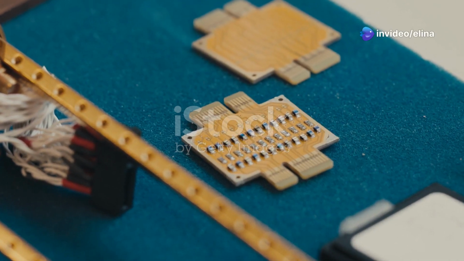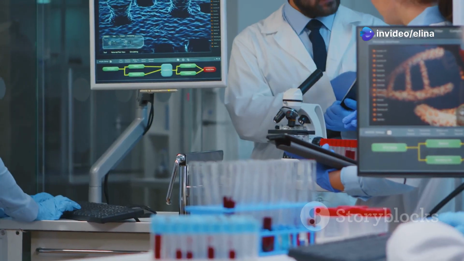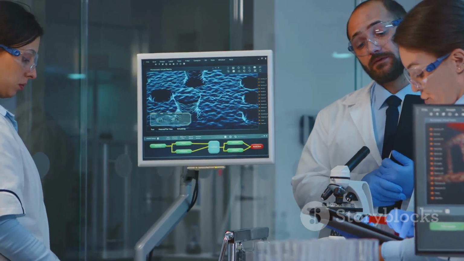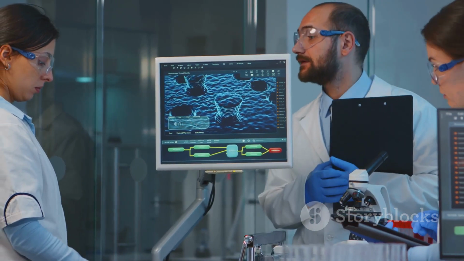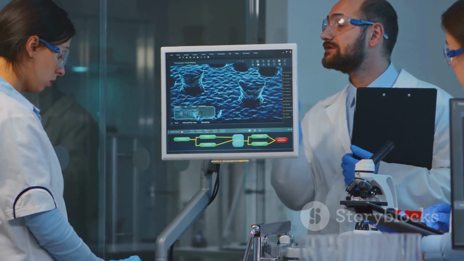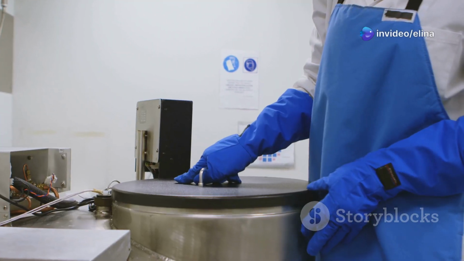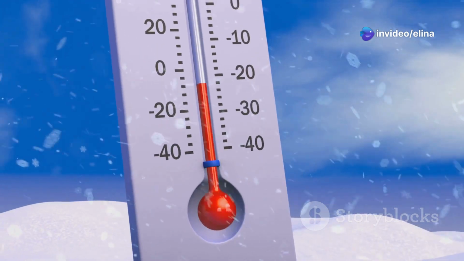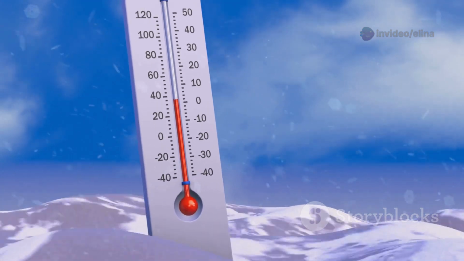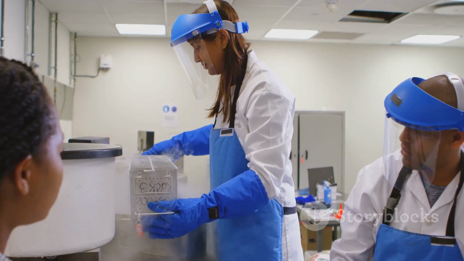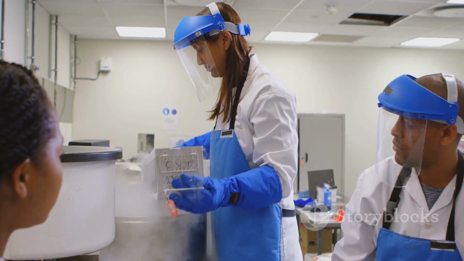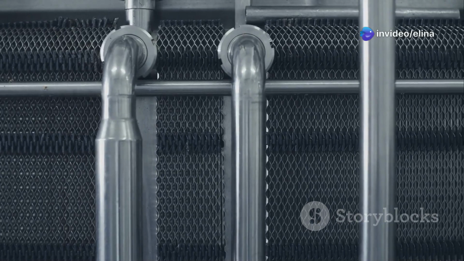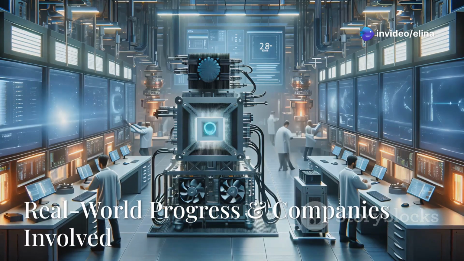Then there's scalability. Building quantum computers with thousands or even millions of stable qubits is, honestly, still a huge engineering challenge. And finally, cooling requirements. Most quantum computers need temperatures close to absolute zero, that's minus 273.15 degrees Celsius or minus 459.67 degrees Fahrenheit. This demands some really complex cryogenic systems.